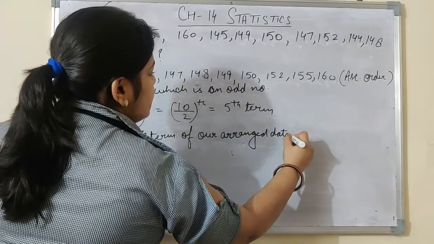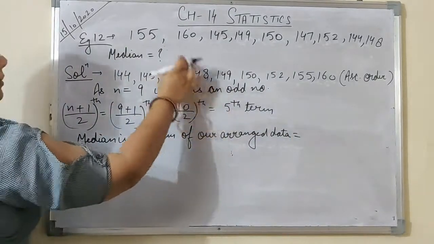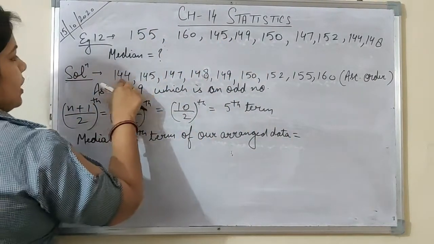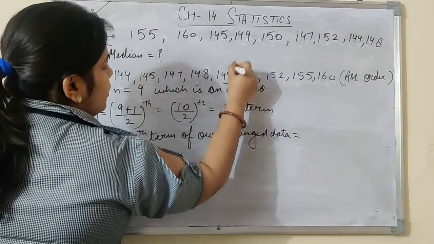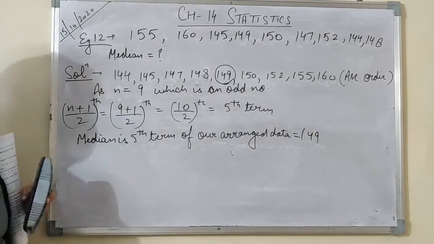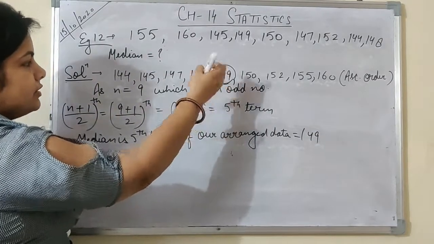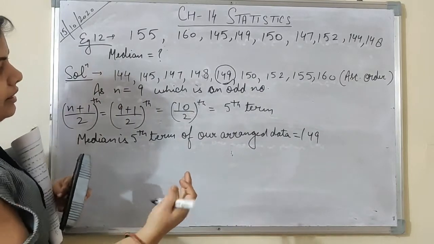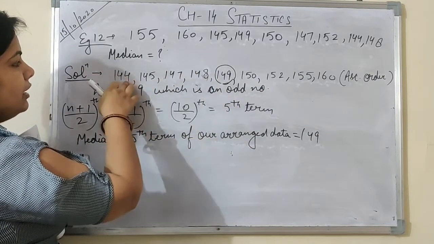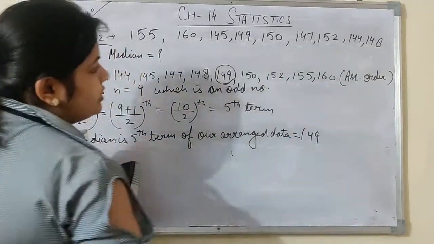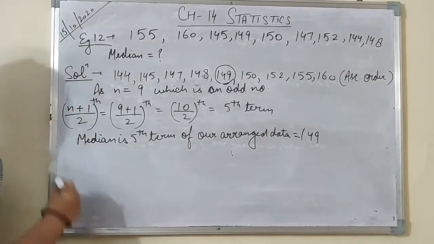Please don't find your fifth term in your question. You have to find it in your arranged data, that is 1, 2, 3, 4, 5. So you will observe that this 149 is the median. This is the number which is dividing our given data into two equal halves. How can you find it? You will find that before it the number of observations is 4, and after it also the number of observations is 4.